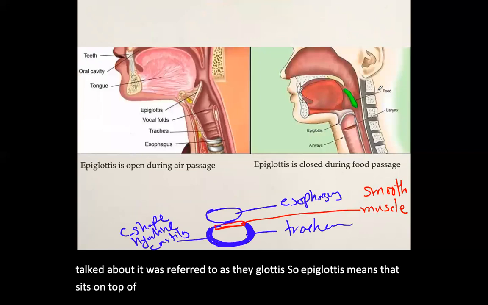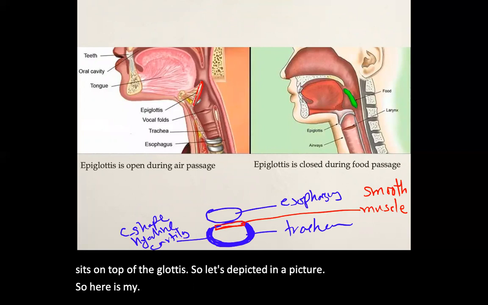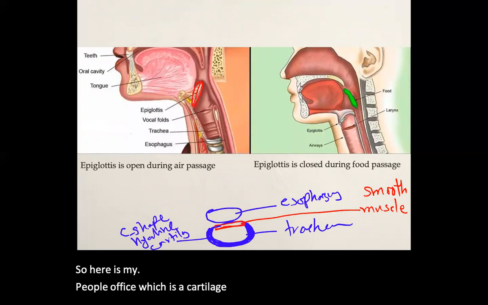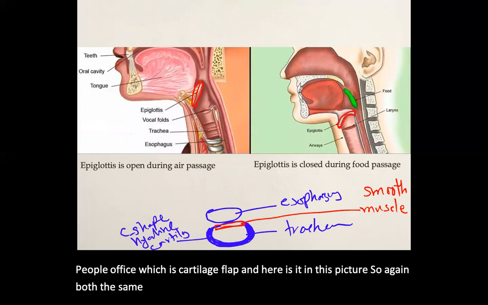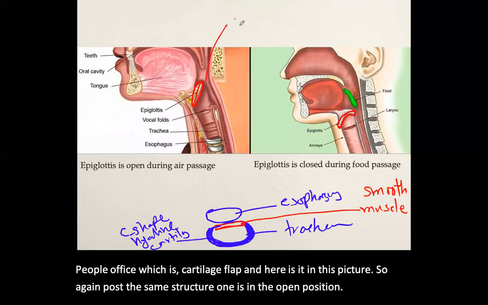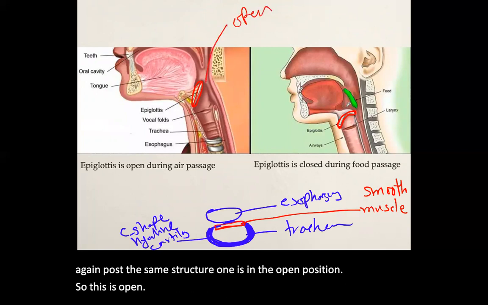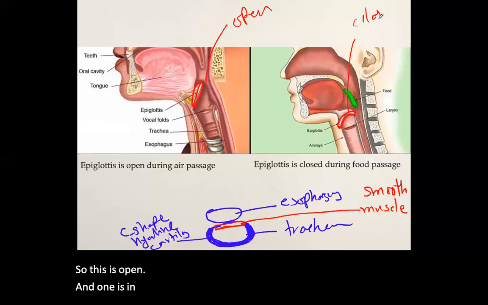So let's depict it in a picture. So here is my epiglottis, which is a cartilage flap, and here it is in this picture. So again, both are the same structure. One is in an open position. So this is open, and one is in the closed position.